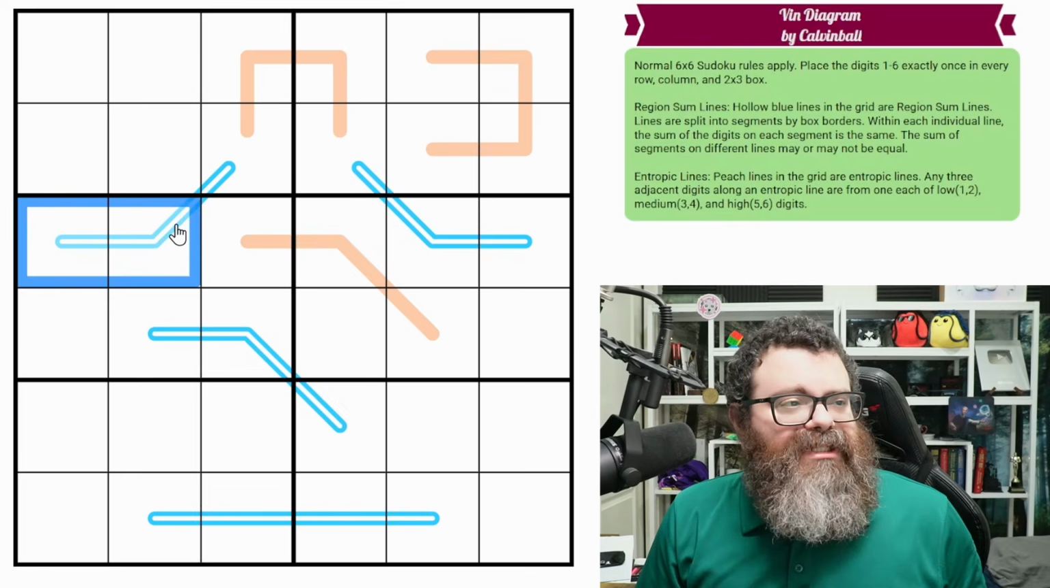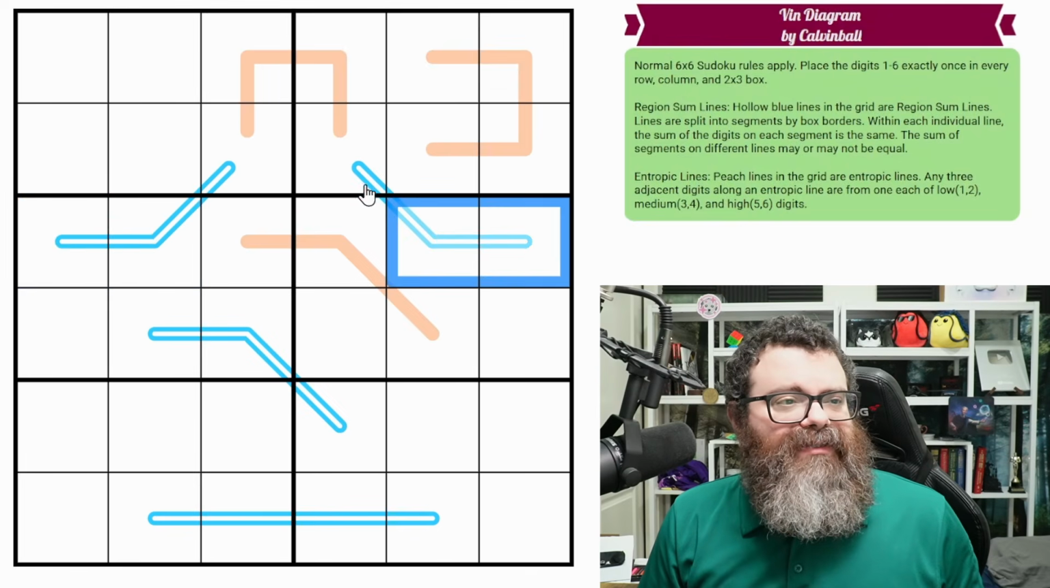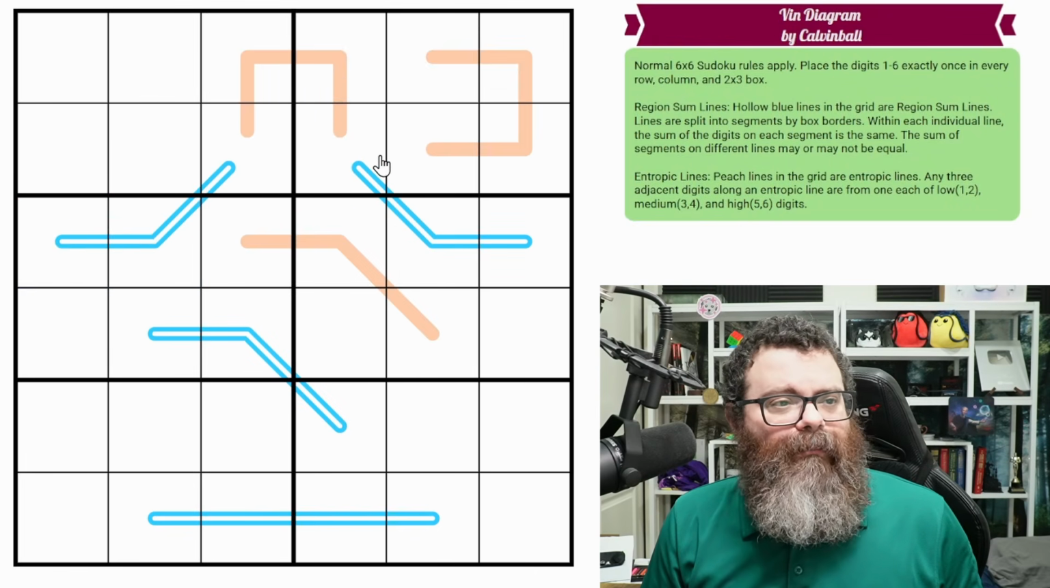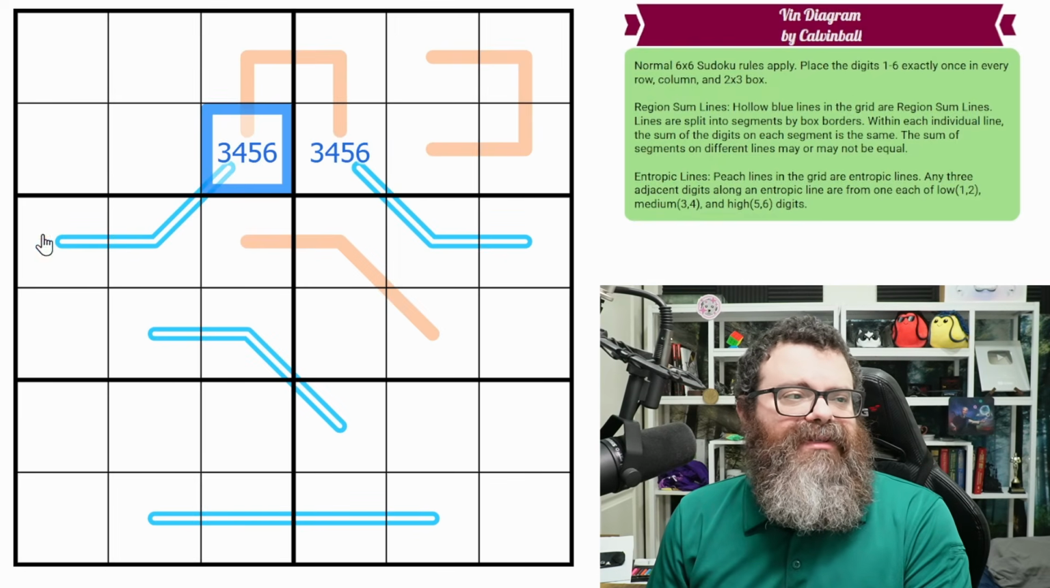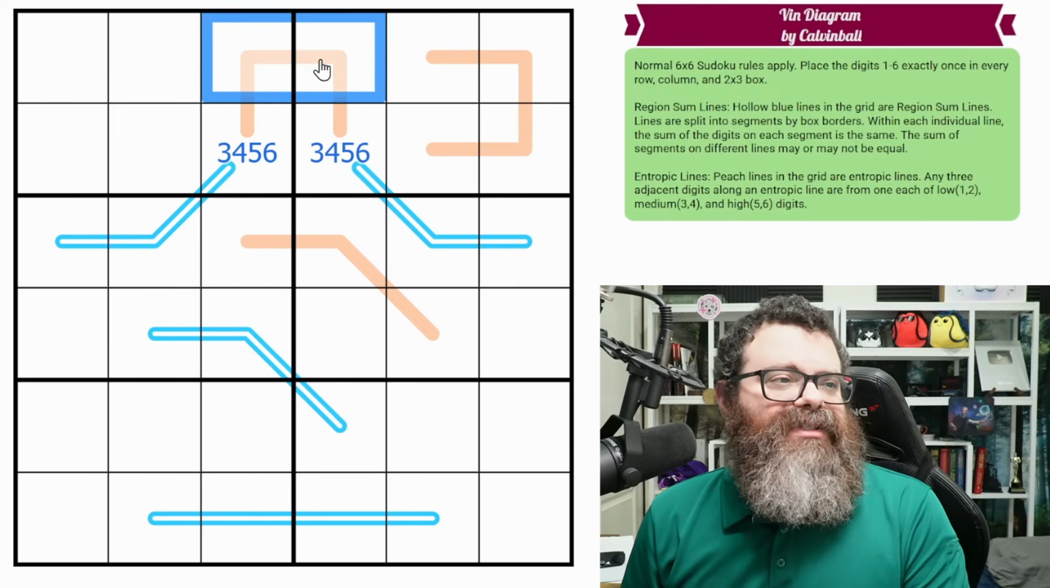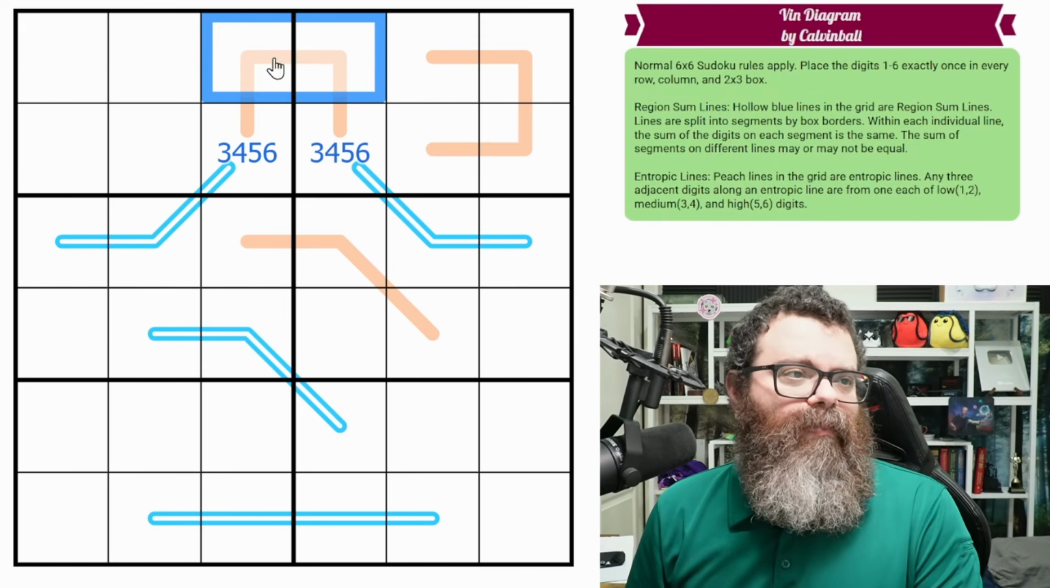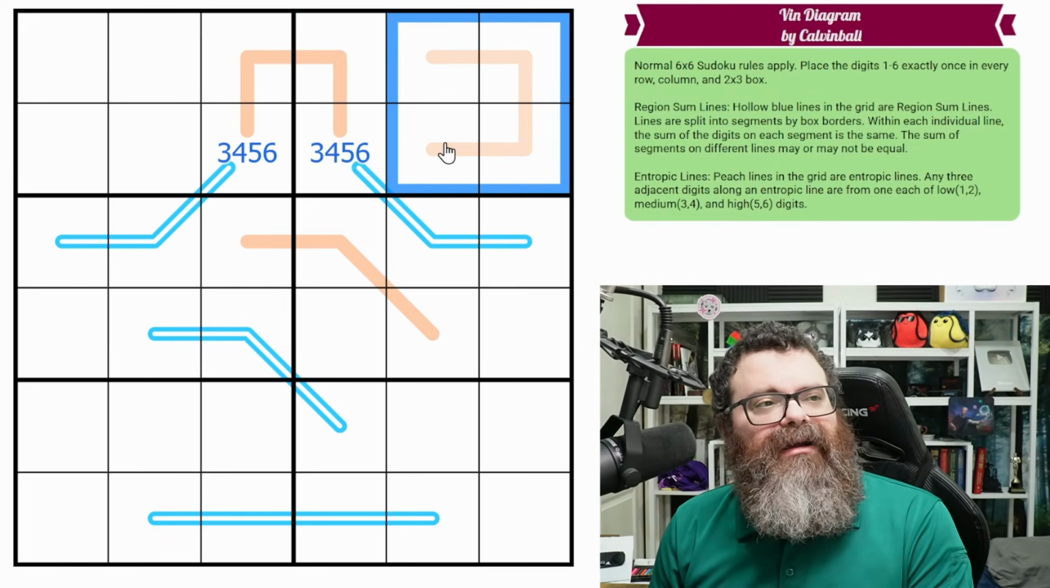All right. A lot of these are just basically arrows. These 2 sum to this. These 2 sum to this. So these are minimum 3, 4, 5, 6 because they're the sum of 2 digits. And so we need one of these to be a 1, 2, a low digit.